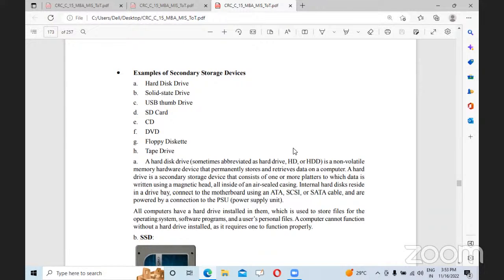CD and DVD, floppy diskette, tape drive. They're all examples of storage devices. You have to remember by heart these devices. Hard disk drive, solid state drive, USB thumb drive, SD card, CD, DVD, floppy diskette, tape drive, etc.